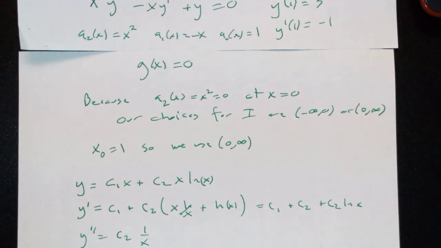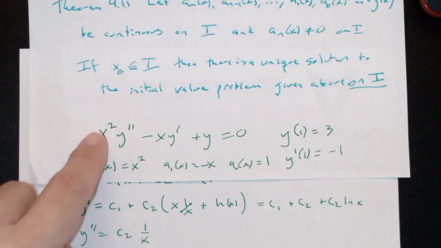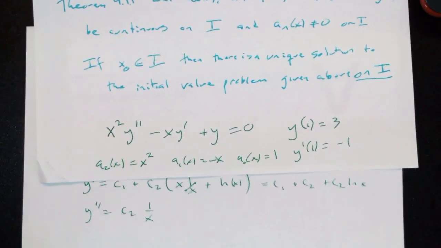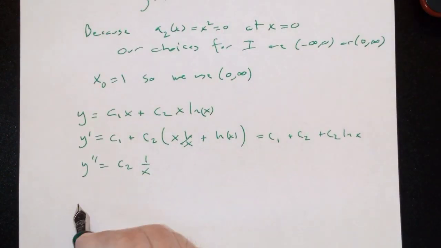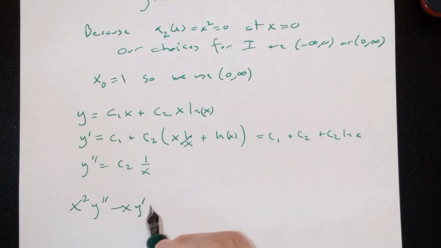Great. Now let's plug that into our original equation, make sure it works. x squared y double prime minus xy prime plus y. What do I get? If I don't get 0, we have a problem. I claimed it was equal to 0. Let's plug in and find out.